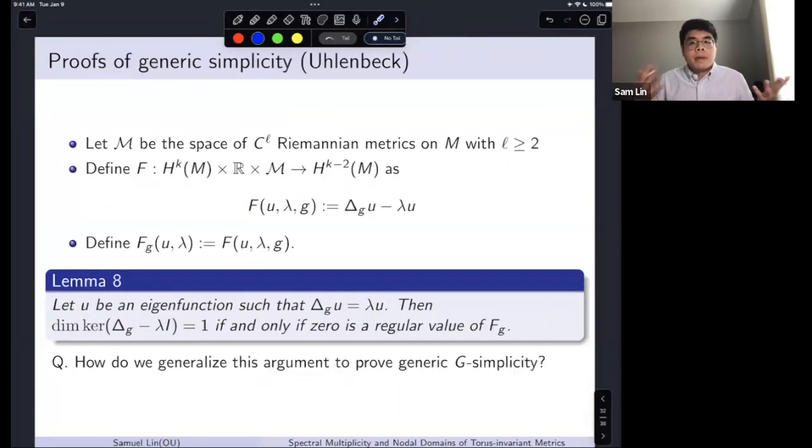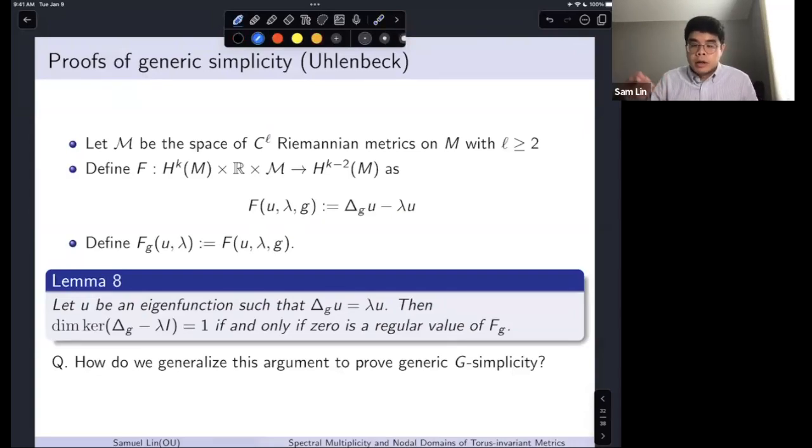So how did Uhlenbeck apply this theorem to prove generic simplicity? First, we start with a space of C^L Riemannian metrics on M with L greater than or equal to 2. Like I said, this theorem works when L is greater than or equal to 2. So now we define capital F to be a map from H^k cross R cross the space of metrics to H^(k-2) of M. This map is defined as follows: F of (u, lambda, g) is Laplacian_g u minus lambda u.